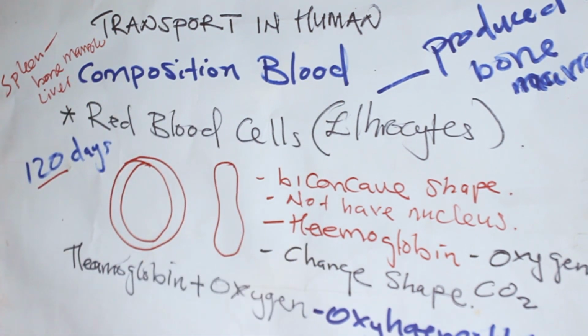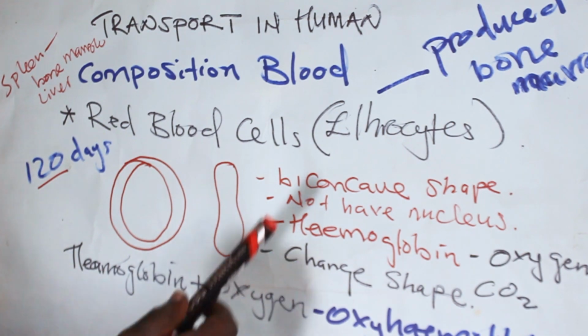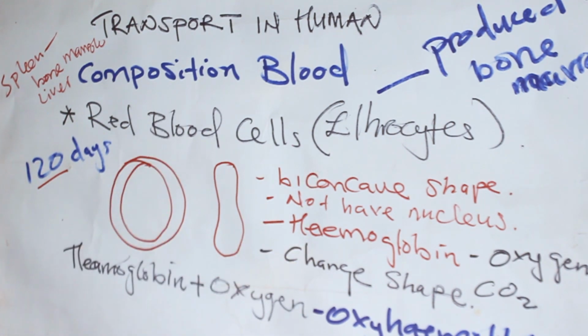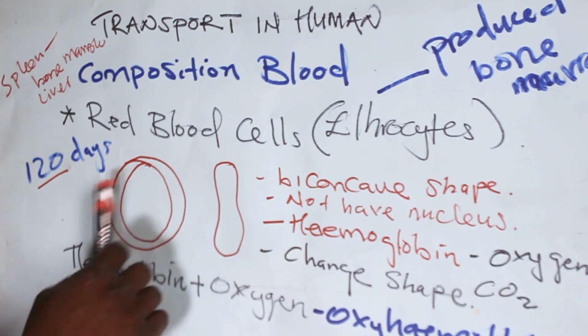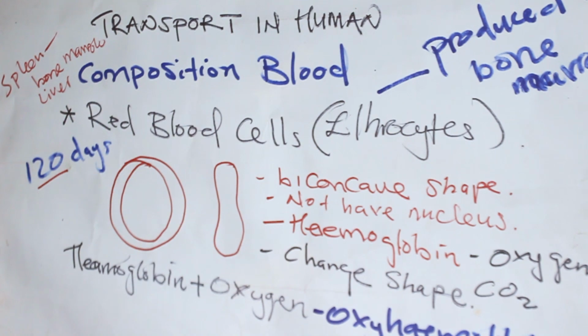So ladies and gentlemen, that's about the erythrocytes, or red blood cells. Now let us look at another component of blood, and this time we'll go direct to the white blood cells.